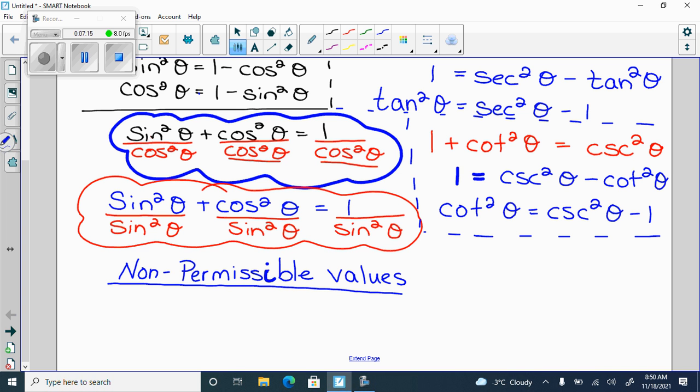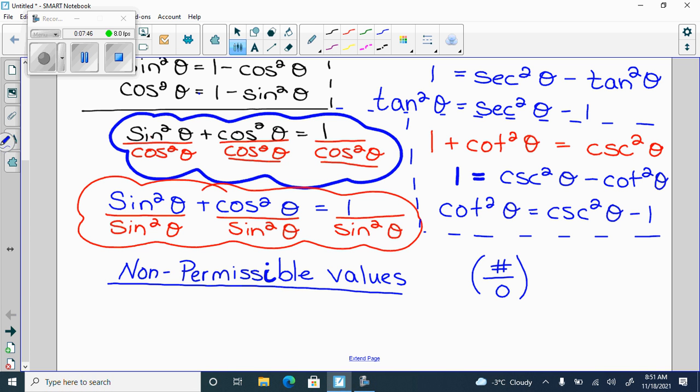So non-permissible values you talked about in grade 11. Do you remember what they are or why they exist? They also are called restrictions. It's usually because you can't have 0 in the denominator, because anything divided by 0 is undefined. It's an issue. It's a no-go, right? It's illegal in all states, territories, provinces, in Europe, all over. You're not allowed to divide by 0.